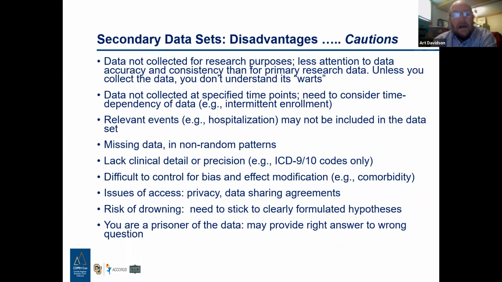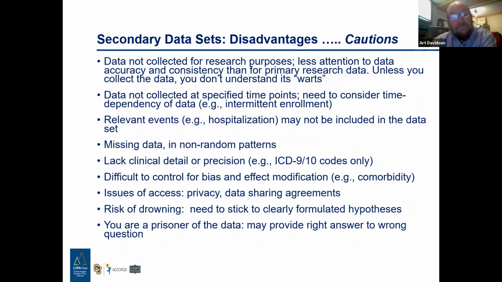The missingness may not be random. You may have absence of precision or severity or detail that would be important. So you might only have an ICD-9 or 10 code rather than some marker of severity. You may have difficulty controlling for bias or effect modification. Hopefully you can find ways to do that, as Dr. Vox spoke about, in your analytic approach.